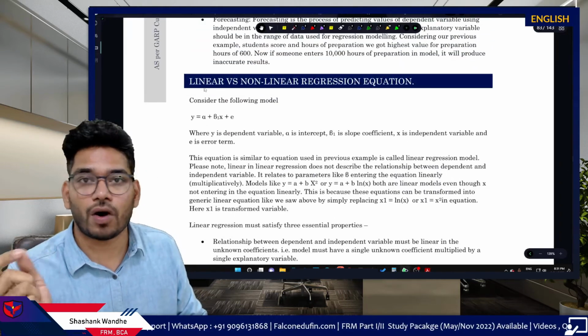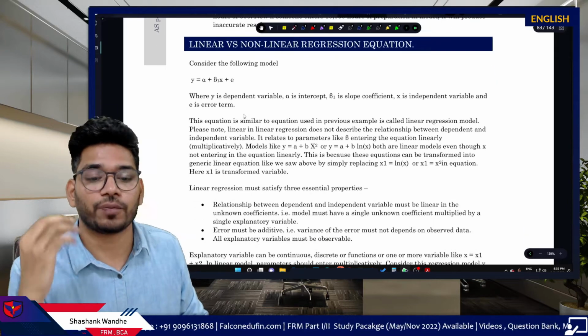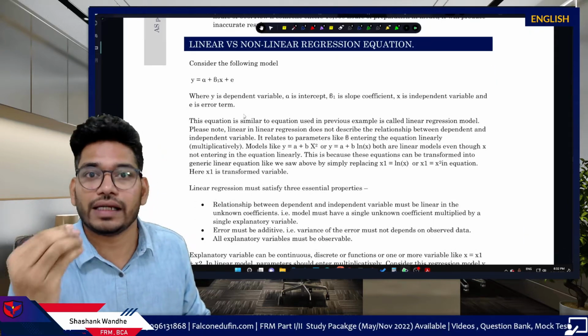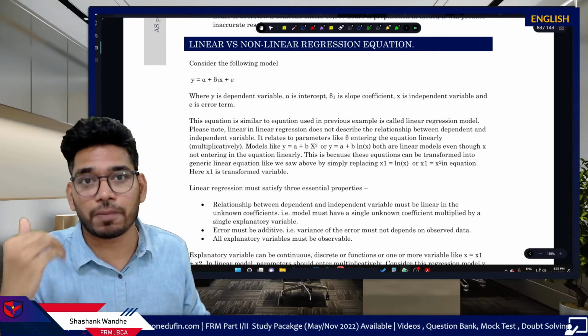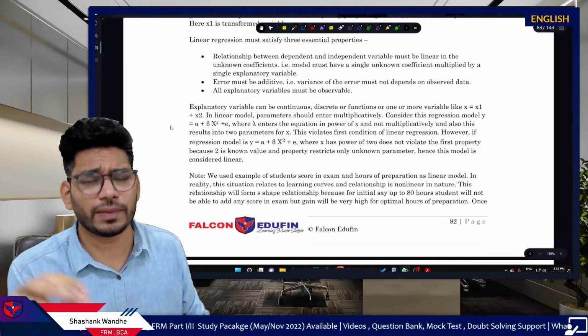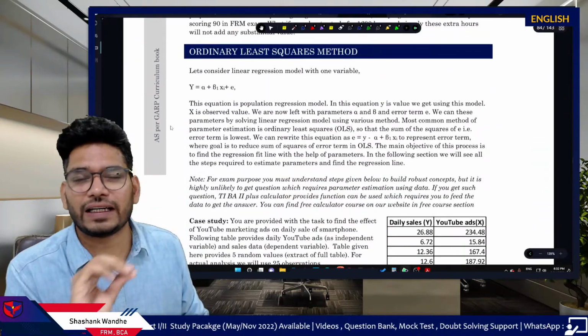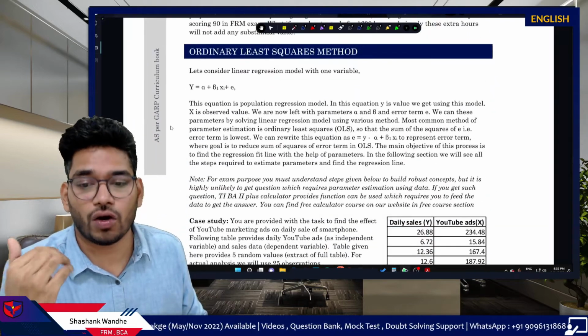Now, next is a very important area from the exam perspective, which is linear versus non-linear regression equations. What makes any equation a linear equation or a non-linear equation? The differentiation is very important. GARP likes to test this area again and again in the examination. So make sure you understand the very clear difference between linear and non-linear. What makes any equation linear or non-linear?